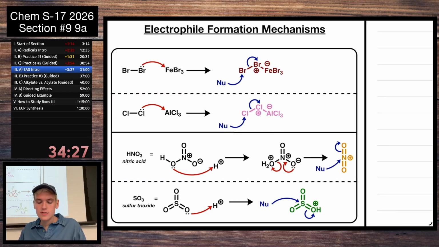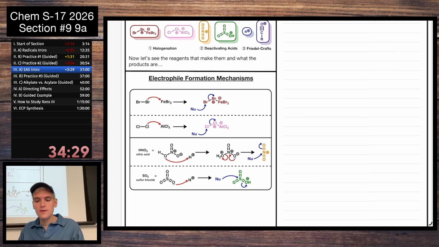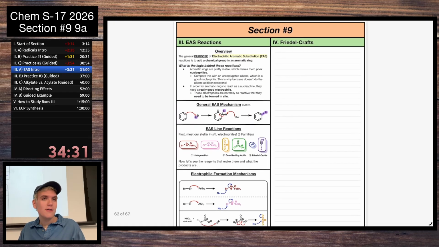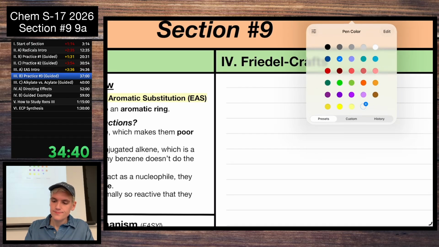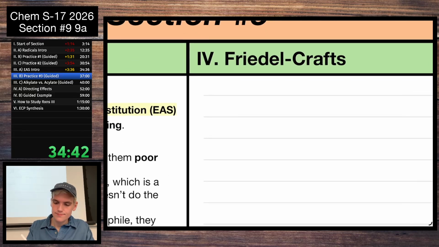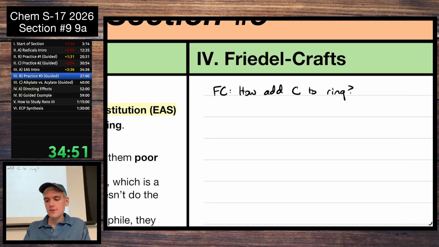But what I do want to talk about is a little bit of Friedel-Crafts, which, again, I don't have written, so bear with me, and we'll see what happens. So the core question for Friedel-Crafts is how do we add carbons to a ring? And we have two variants here.